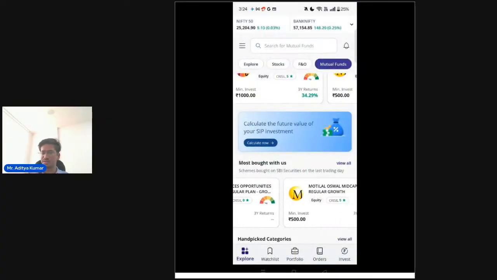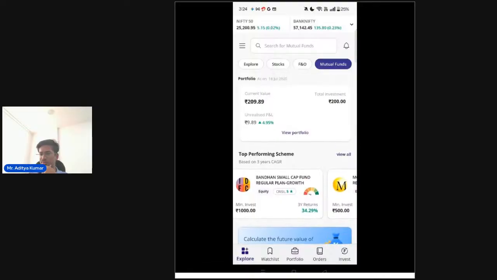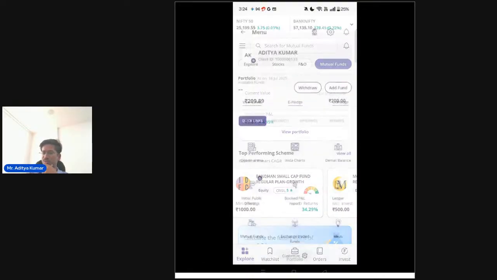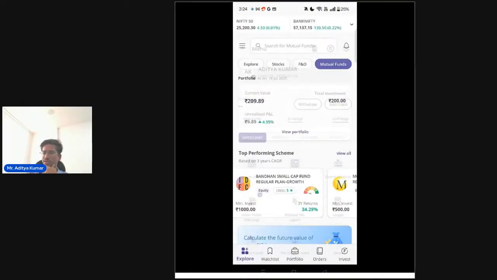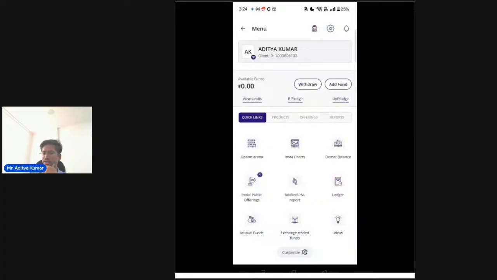So that's all for today. We have explored the SSL app from top to bottom and taken a deep dive into mutual funds. I hope you are now able to invest and explore any stocks that you want to invest in from the research ideas.